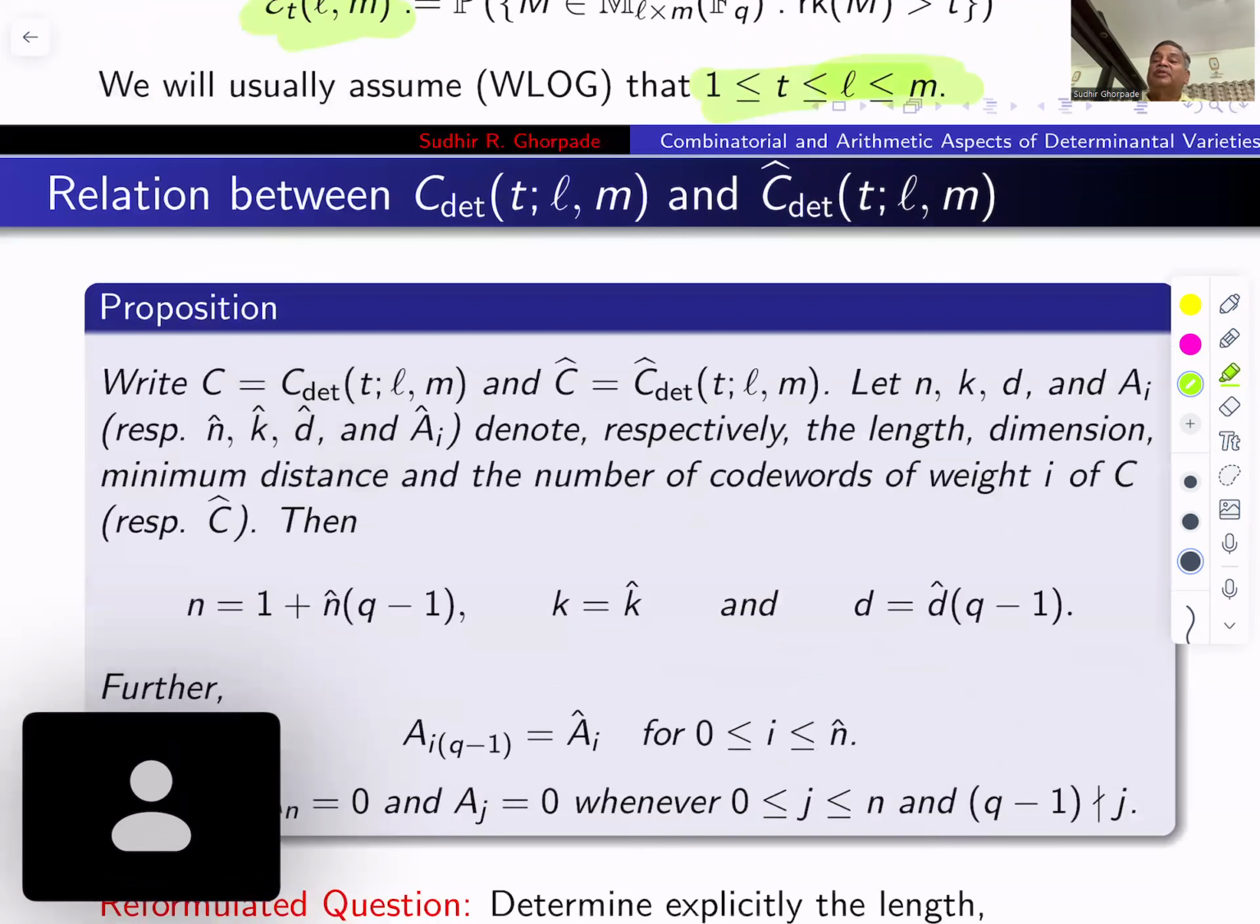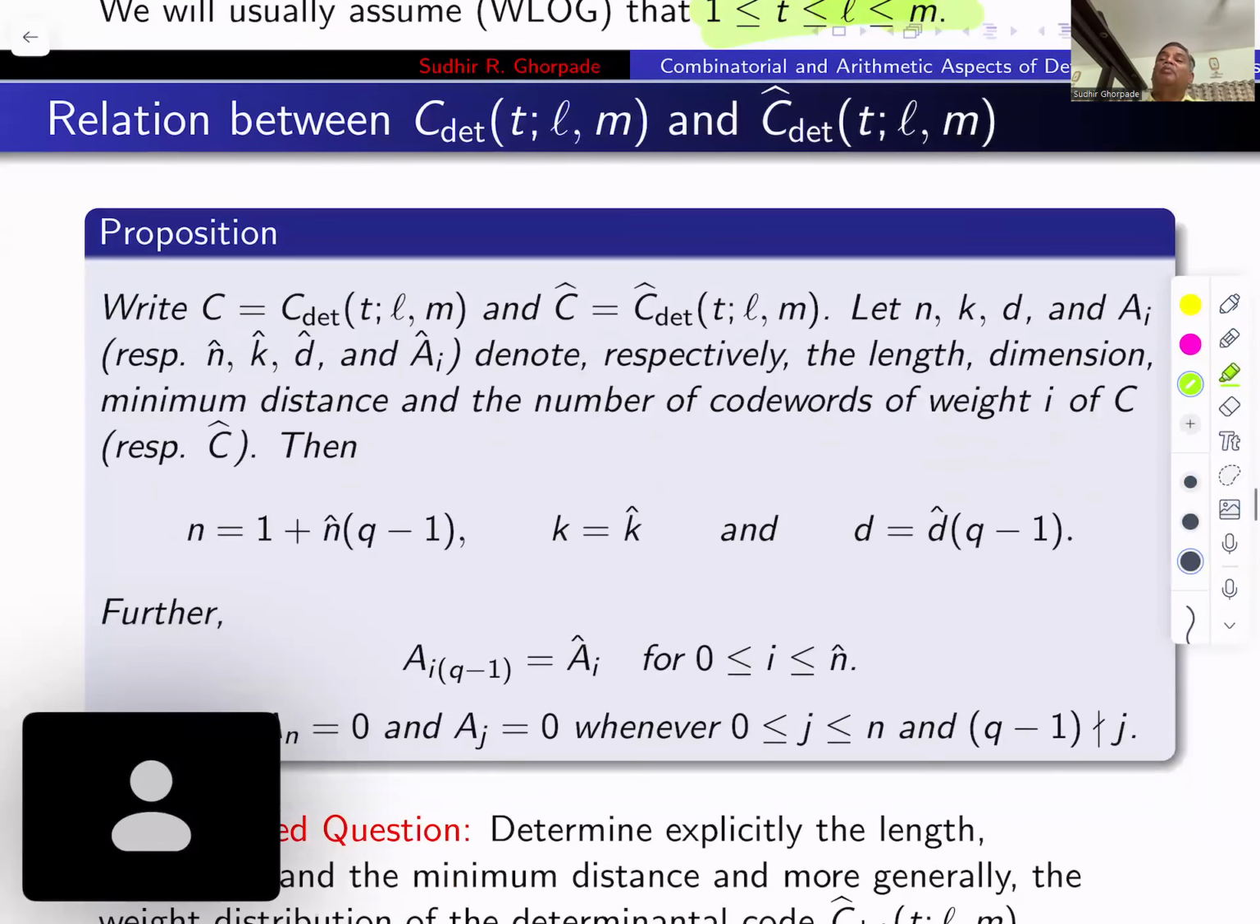And the first elementary proposition is that knowing about one is equivalent to knowing about the other. For example, let's say I call one C and another C hat. The length of C is determined by the length of C hat. They have the same dimension. Their minimum distances determine each other, and their spectra also determine each other.